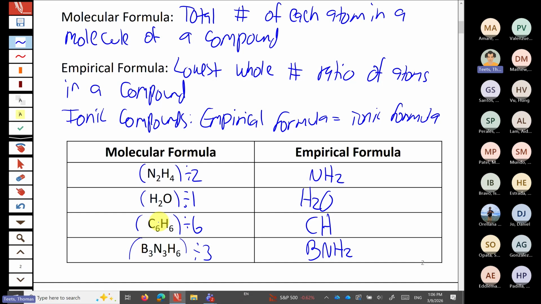We don't usually take a molecular formula and determine the empirical formula. That's not a very useful thing to do. But what we are going to be doing is finding a way to determine the empirical formula. And then with additional information, we can figure out what the molecular formula is from there.